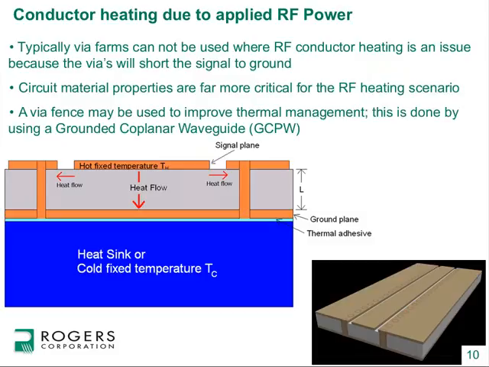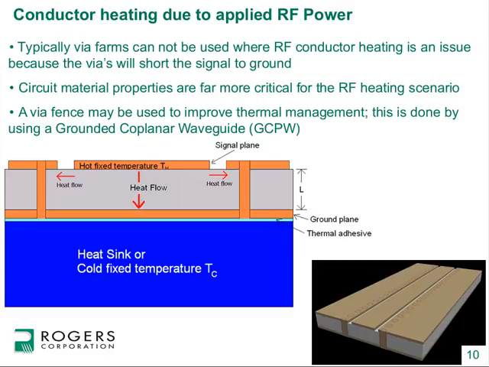So conductor heating is the other scenario, and conductor heating due to RF power is a little different. In that case, you can't use the via farm idea because then the signal conductor is just going to be shorted to ground, and that's not going to work real good for a transmission line. The circuit material properties for this type of scenario are far more critical than the previous scenario. So in the device heating scenario, thermal conductivity of the material is very important, but maybe the other properties are less important compared to RF heating.